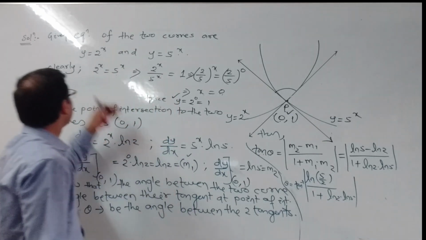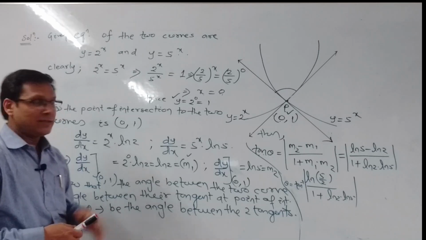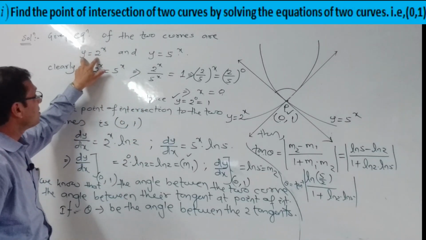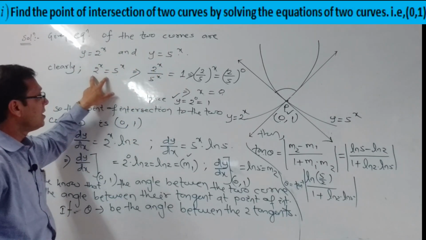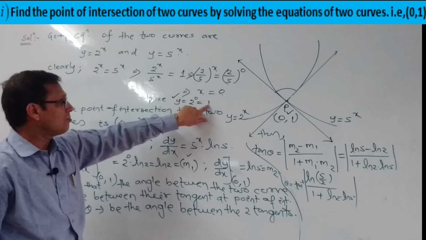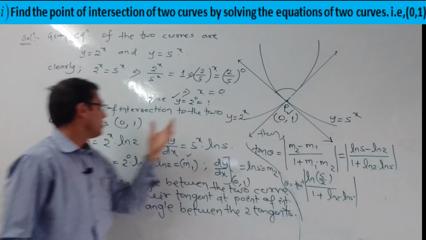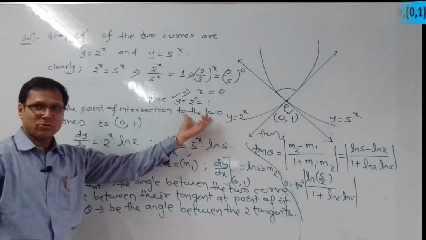Now, to summarize this question: first you have to find the point of intersection, that means 2^(πx) = 5^(πx). From this you will find x equals 0, then y equals 1. So (0, 1) is the point of intersection. Okay, do you follow up to this? So (0, 1) is the point of intersection of the two curves.